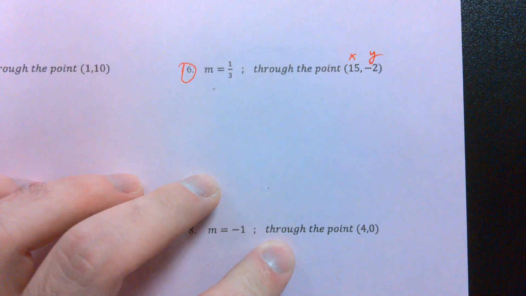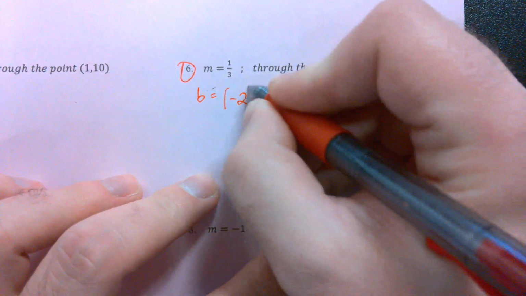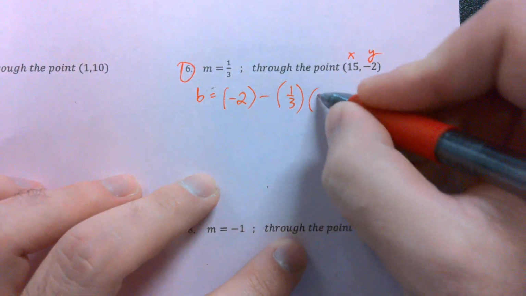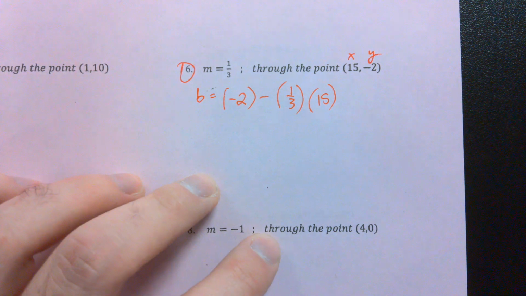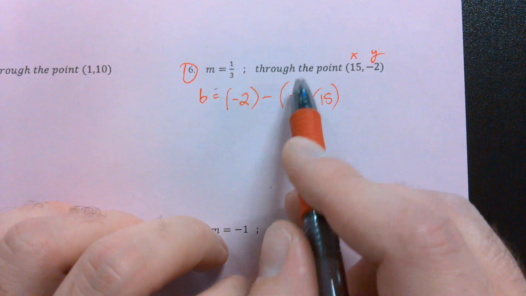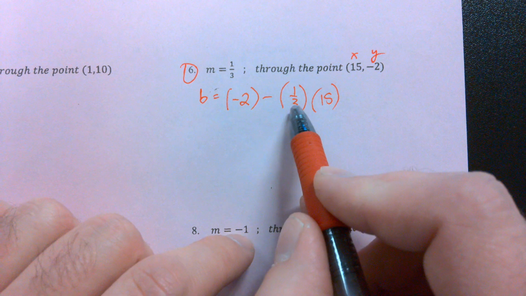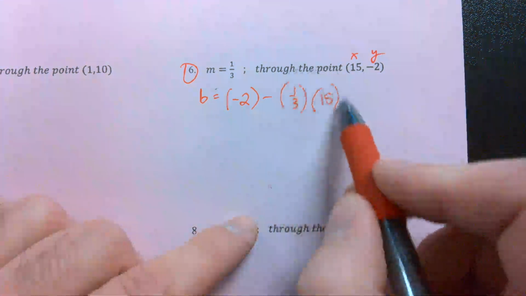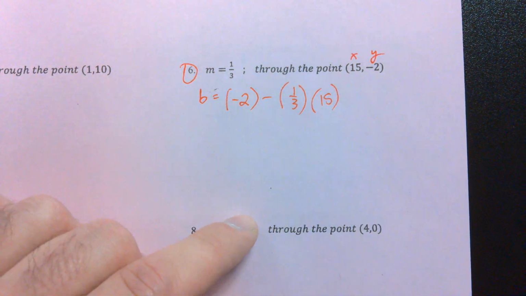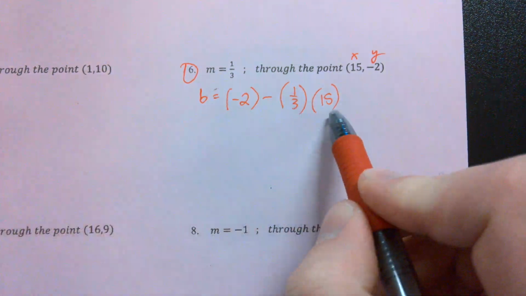15 is my x, negative 2 is my y. B is equal to y, which is negative 2, minus m, which is 1/3, times x, which is 15. Now with these fraction problems, I had some people asking me questions yesterday where they would say, how do I do 1/3 of negative 2? Right? So they had 15 minus 1/3 times negative 2. If you see a fraction multiplied by a value that doesn't give you an even answer, all that tells you is that you plugged in your numbers incorrectly. 1/3 of 15 is going to come out nice and even, right?